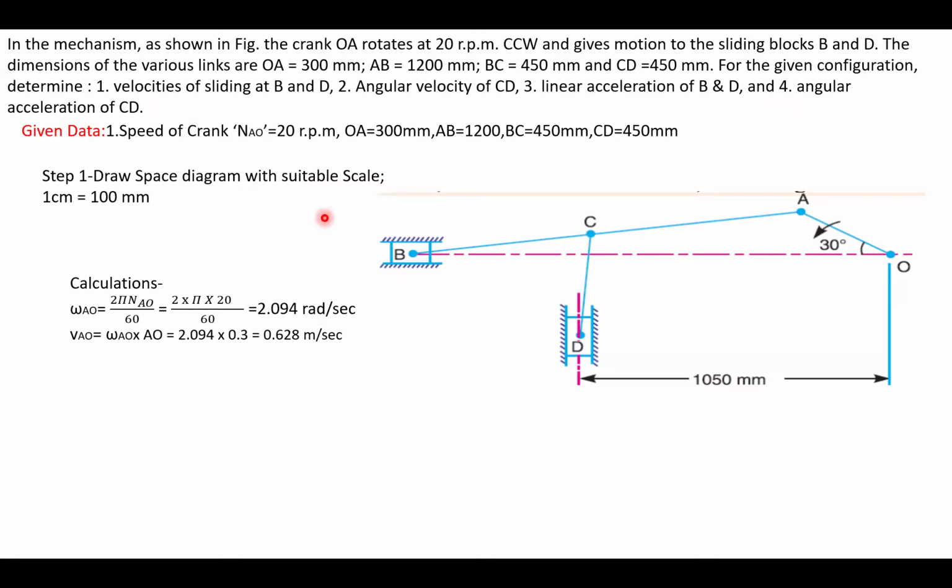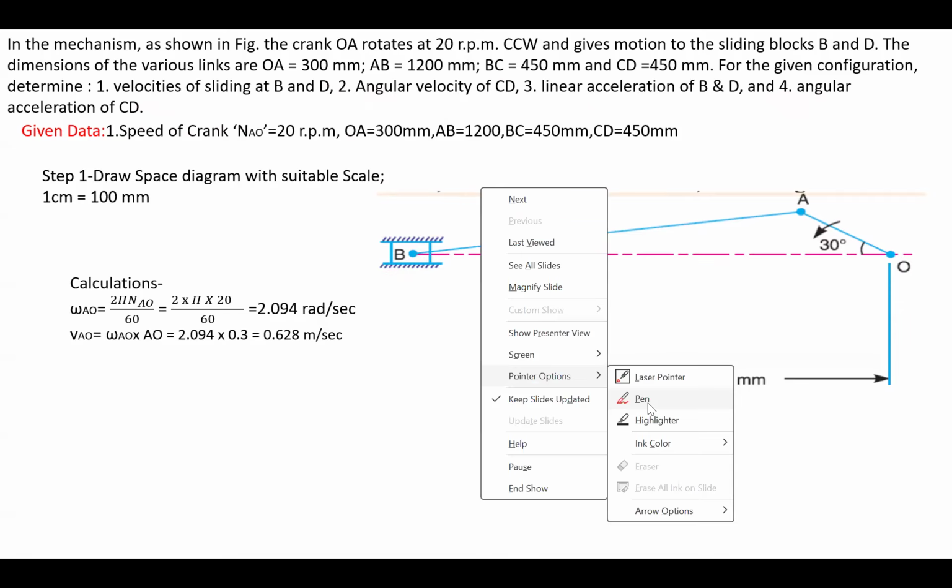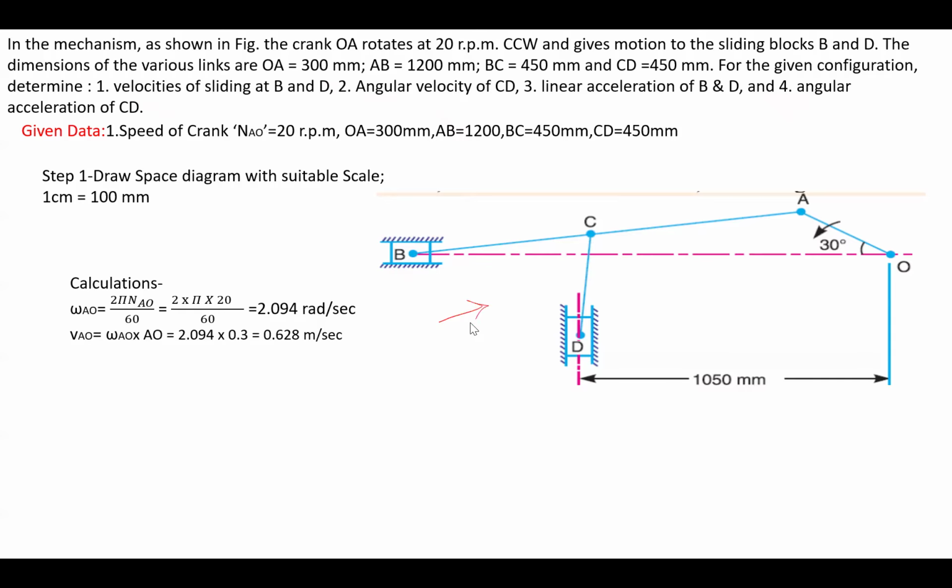Now to begin with this numerical, you have to draw the space diagram by assuming some suitable scale. So this is the space diagram which is drawn as per the scale considered for the space diagram. 1 centimeter equal to 100 mm. Also, we have calculated the magnitude of the velocity of the crank, that is 0.628 meter per second, right?